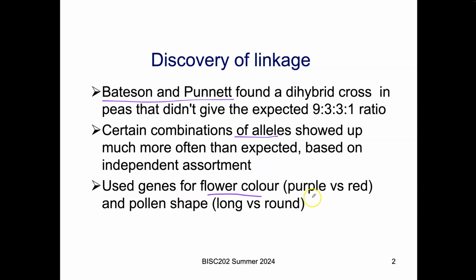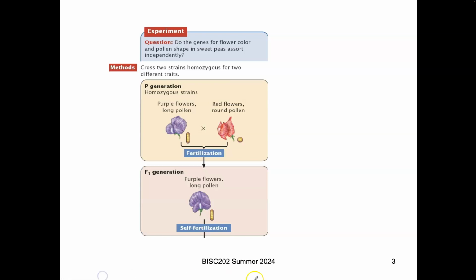The genes they used were for flower color, in this case purple flowers versus red. So this wasn't the garden pea, actually. There are decorative plants that are also pea plants. And the other trait was pollen shape. This is something you have to use a microscope to look at. The pollen could be long and narrow pollen grains, or it could be a more rounded pollen grain. They found a gene that had two different alleles for flower color, and another gene that had two different alleles for pollen shape. And they did crosses, and they fully expected to see the same results Mendel got with the traits he studied, the 9:3:3:1 ratio.